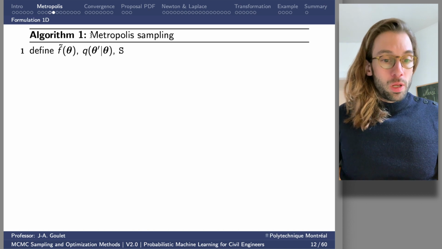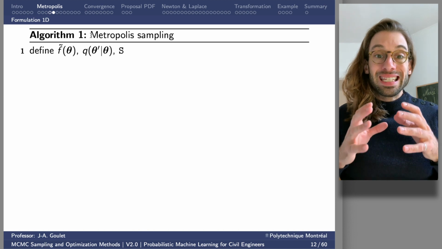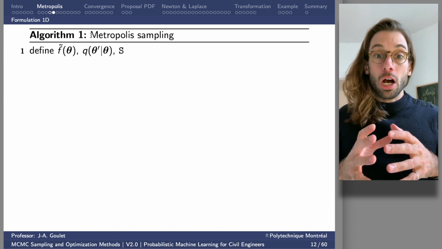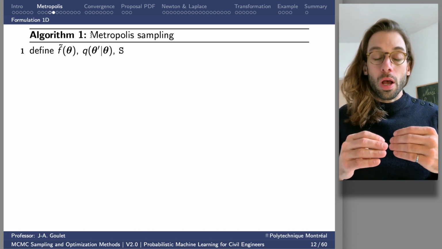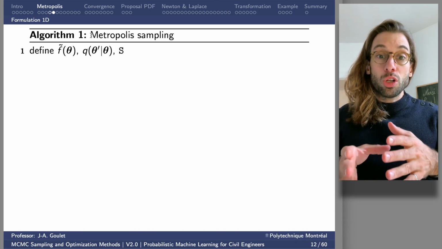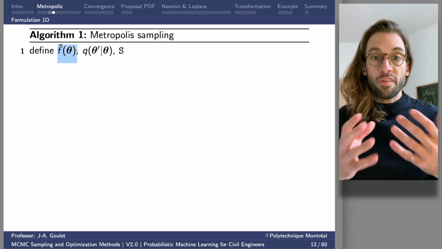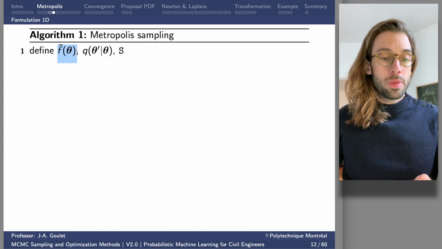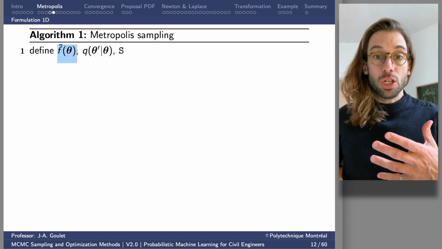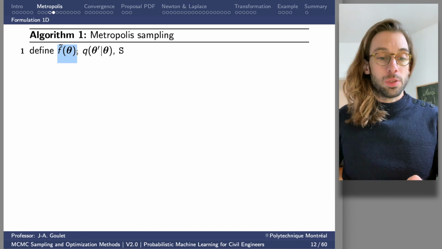So with Metropolis sampling, we're going to look step by step at what's going on in order to further describe what we saw through the example in the previous slide. The first step is to define our target PDF, the distribution or the function we want to take samples from. In our case, with Bayesian estimation, it is our unnormalized posterior.